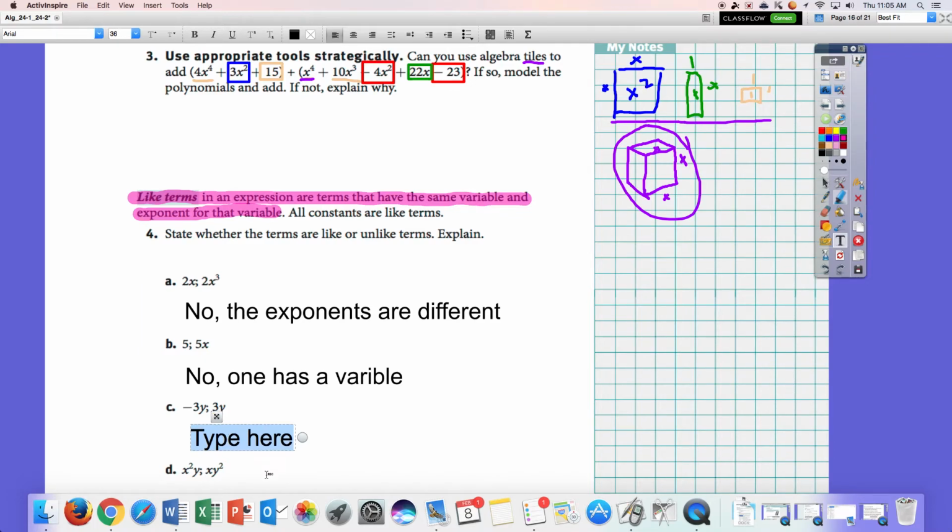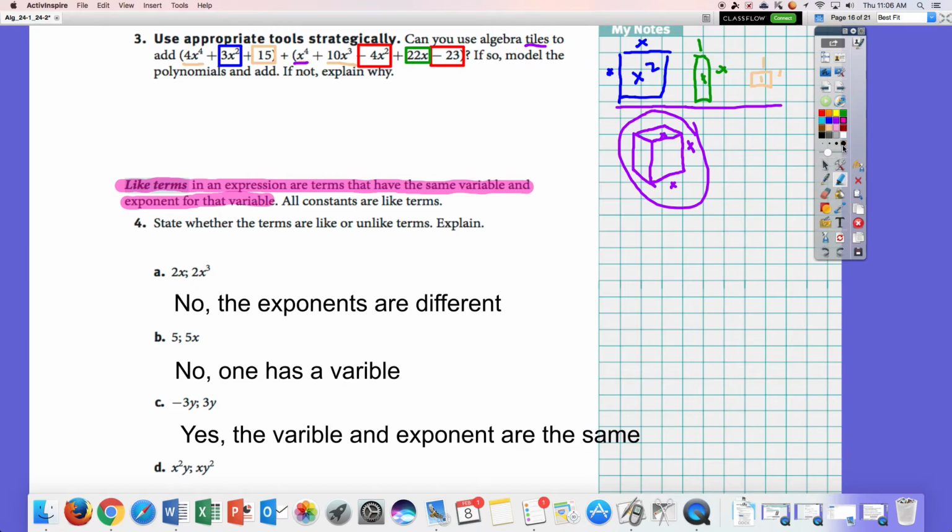So let's look at C. Are the variables the same? Yes. Are the exponents the same? Yes. One is a negative and one is a positive, but we're not worried about the coefficients. The variable and exponent are the same. This is what we're looking for when we're asked, is it a like term or not? Is the variable and the exponent the same?